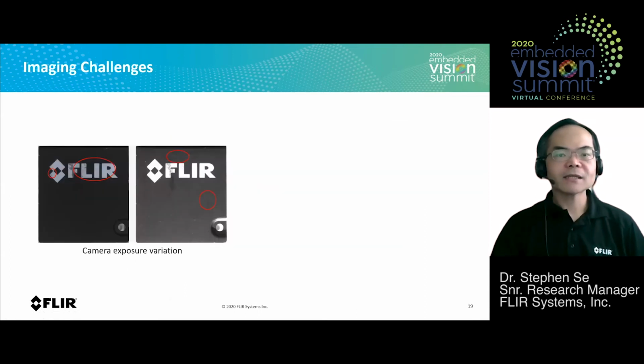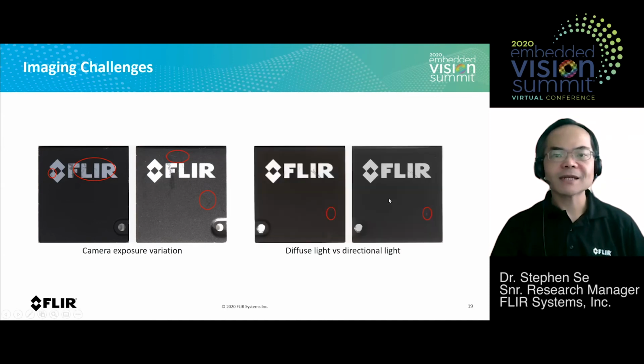When we were collecting the training data, we realized that there are various imaging challenges. For example, some defects may be more visible depending on the camera exposure setting. At this exposure setting, we can see some defects better than at other exposure settings, and vice versa. Moreover, whether the light is diffuse or directional could also affect whether certain defects can be observed. For example, this scratch can be seen under directional light, but not as clearly under diffuse light.